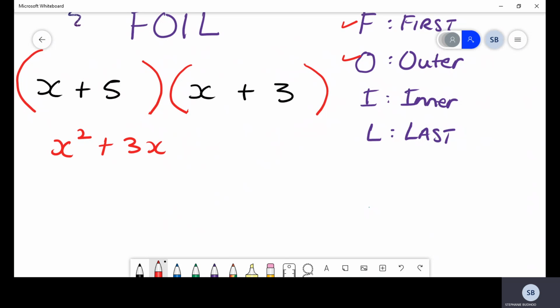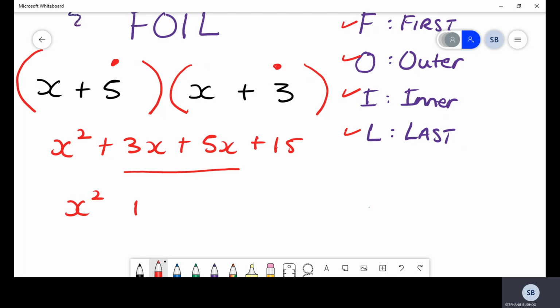Next up, we are going to multiply our inner numbers, which are 5 multiplied by positive x. Take note of your signs. So 5 multiplied by x is going to give us 5x. And then finally, we are going to multiply each of our last terms, which are positive 5 by positive 3. That gives us positive 15. Using the FOIL method, you will always end up getting two terms in the middle which are like terms, and which you can group together. So our final answer results in x squared, 3x plus 5x gives us positive 8x, plus 15.